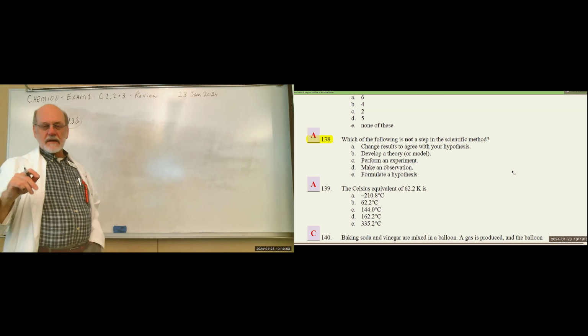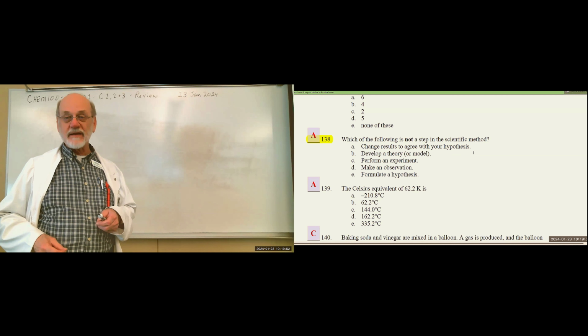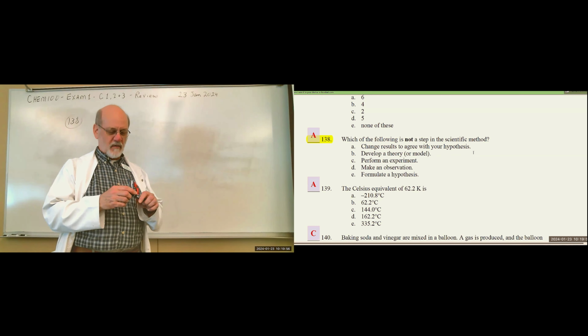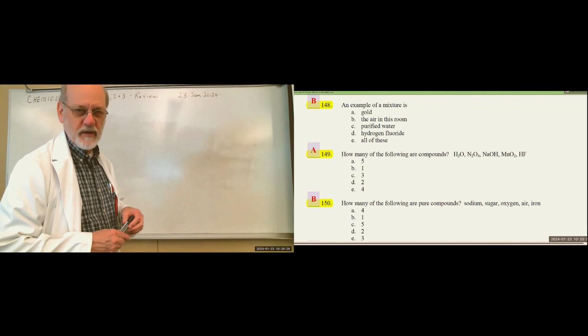If you do that and you try to publish your work and somebody finds out about it, your career is over. If you try to fudge the data, that will be a career ender for you in the sciences. So we found the wrong one. That's A. You never change the results to agree with your hypothesis. You compare the results with your hypothesis to see if the hypothesis is true.